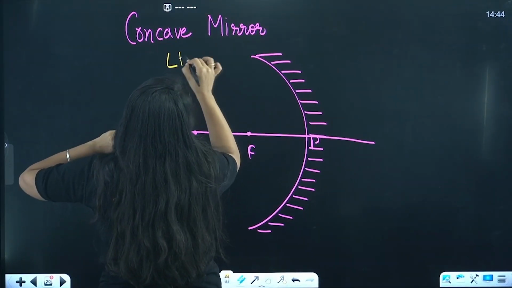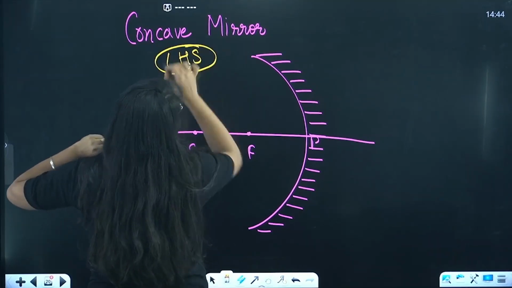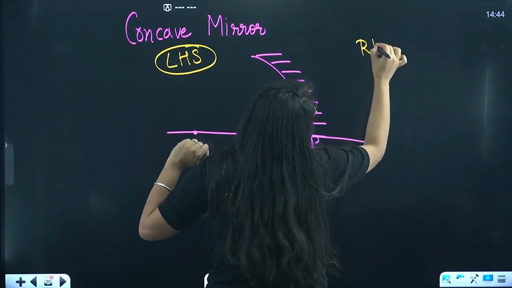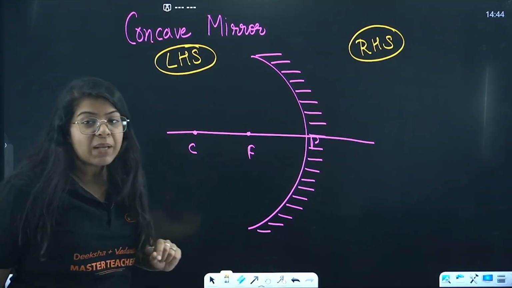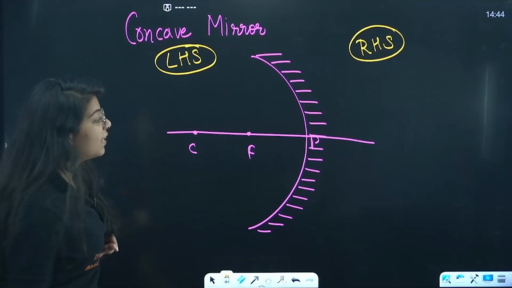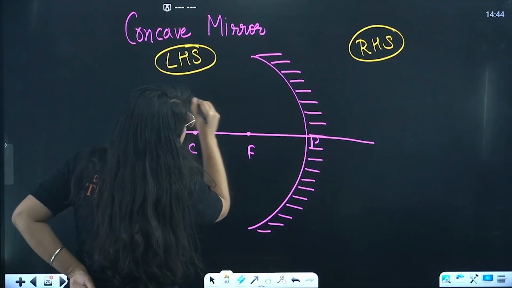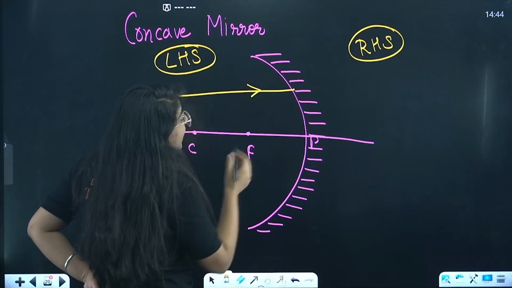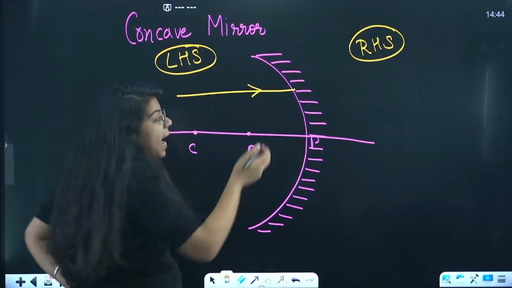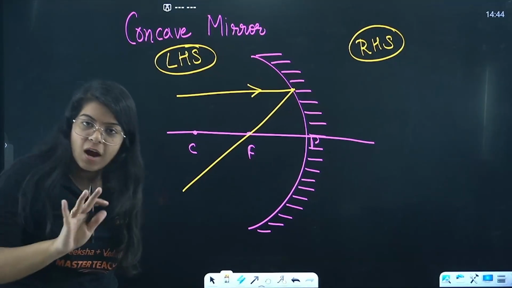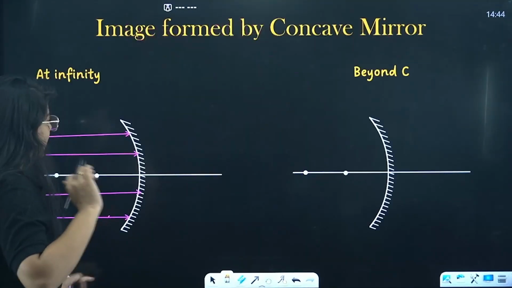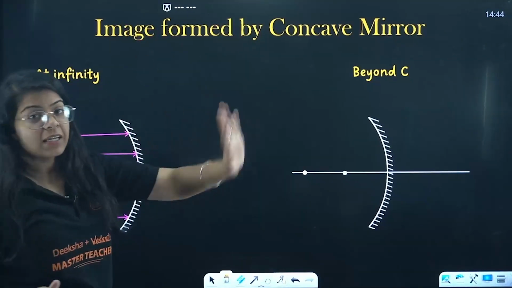This will be your left hand side, right? And this, beta, will be your right hand side. Done. Now, why am I telling you this? Because, beta, whenever we are passing a parallel ray, it will pass from focus and it will come back and pass from focus. Understood? Okay. Now let's quickly see, and at the end we'll see all the sign conventions also.